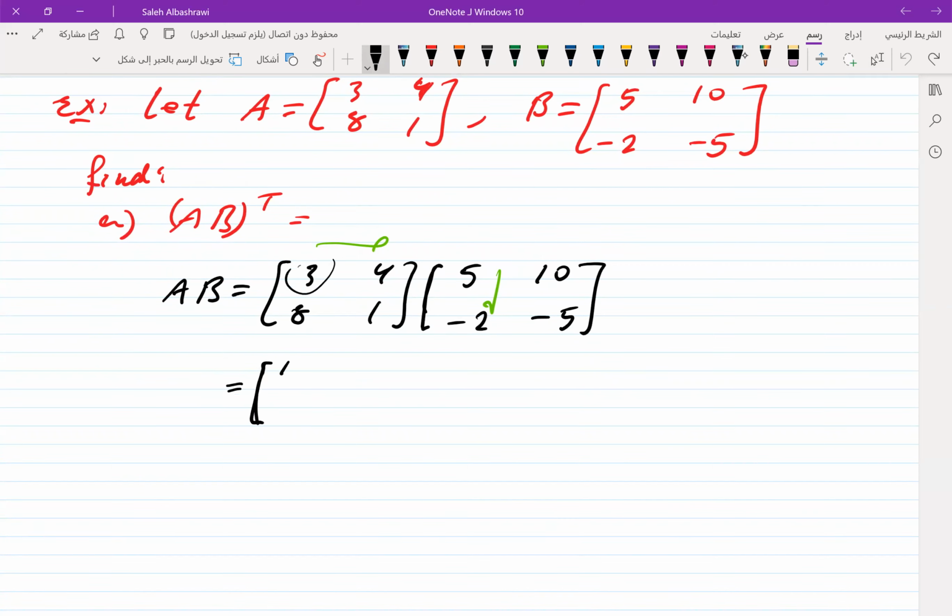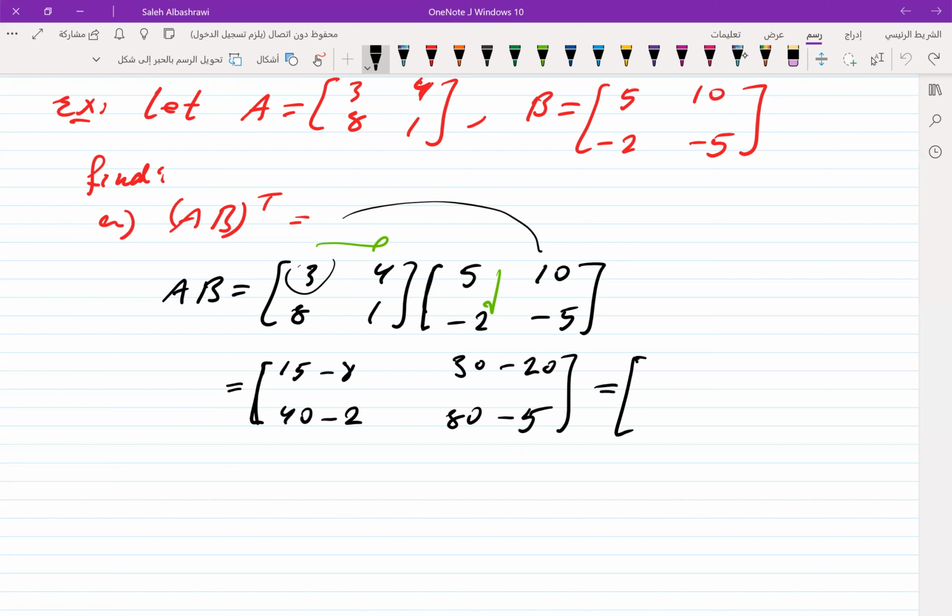3 times 5 is 15, minus 8. Then 3 with 10 is 30, minus 20. Second row, 8 times 5 is 40, minus 2, and 8 times 10 is 80, minus 5, which is equal to 7, 10, 38, and 75.